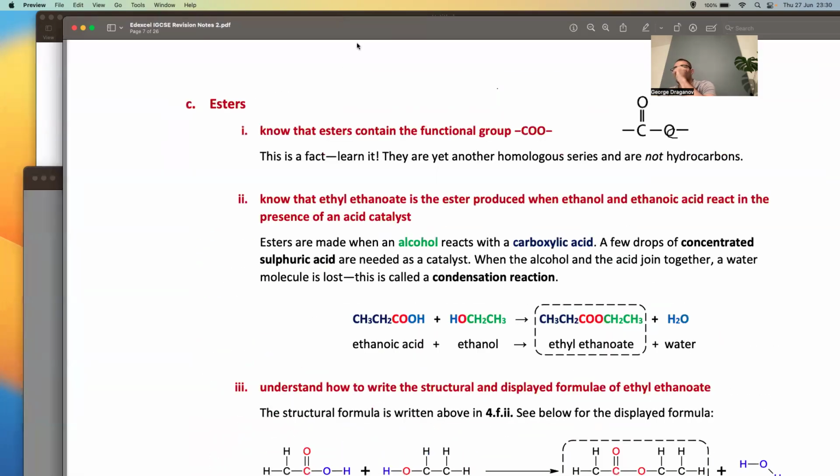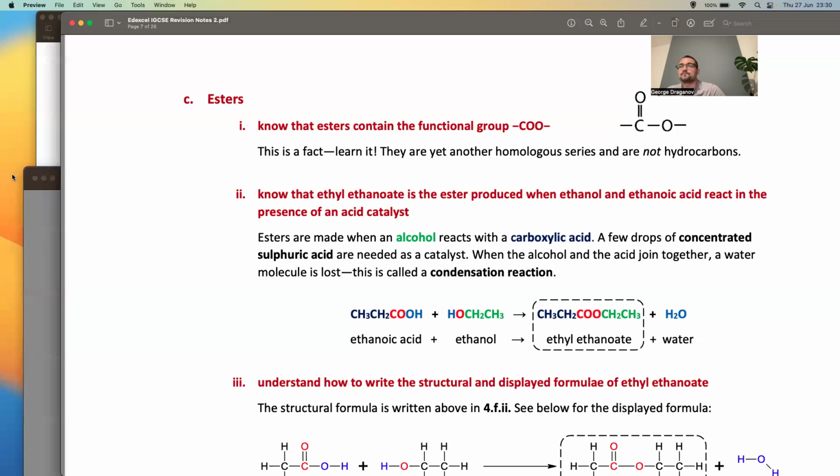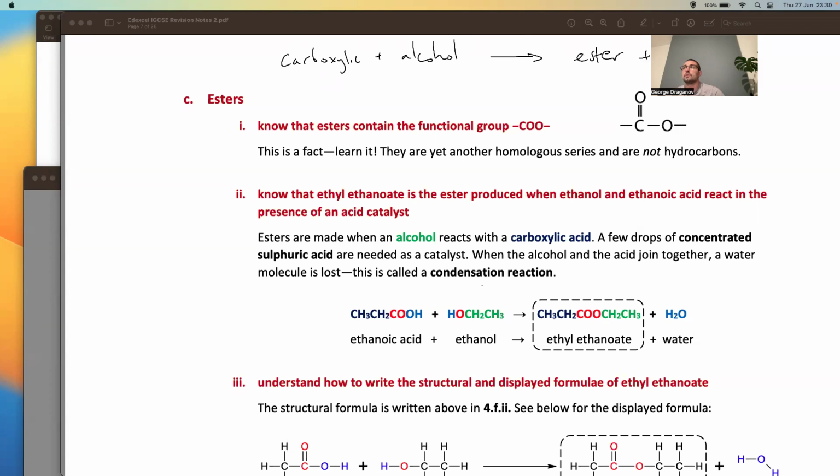Now let's just take it slowly to figure this out. An ester is formed from a carboxylic acid plus an alcohol. So carboxylic acid plus alcohol, the two functional groups that we just did before, are going to form an ester plus water. Because water is the byproduct, it is a type of condensation reaction. Now, the condition required for this reaction to occur is that you need a concentrated sulfuric acid catalyst and heat.